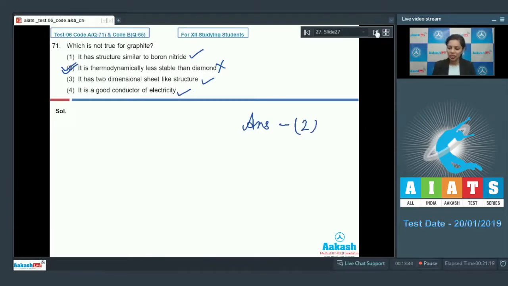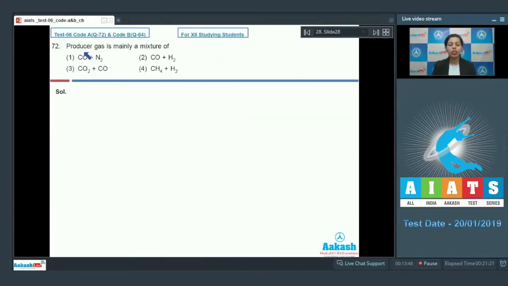Let's take question number 72. Producer gas is mainly a mixture of... A very easy question, and you know the answer. Producer gas is mainly the mixture of carbon monoxide and nitrogen, and that's why simply you can choose this as the correct answer.